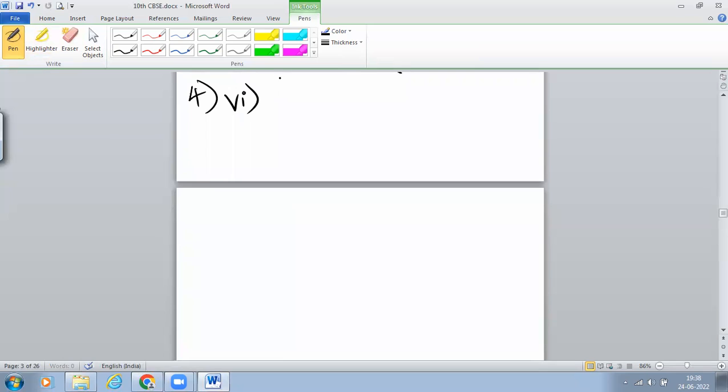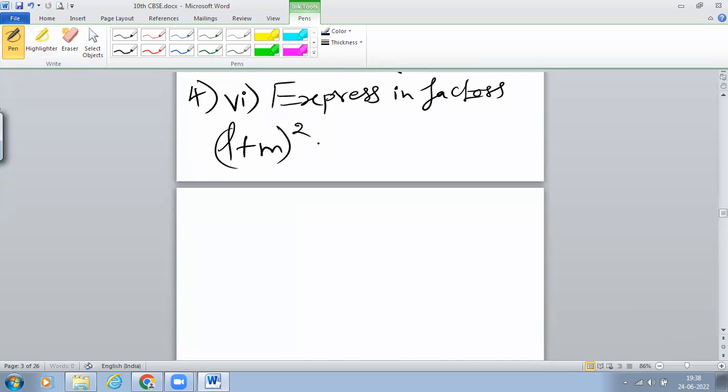See here. The question here is: express in factors. Expressing in factors means we have to express that as a product of its factors. That is the meaning. So the question here is (L plus M) the whole square minus (L minus M) the whole square, which is equal to.